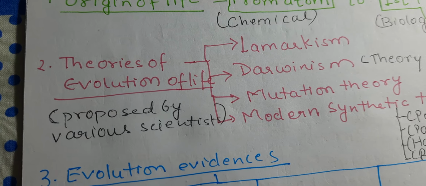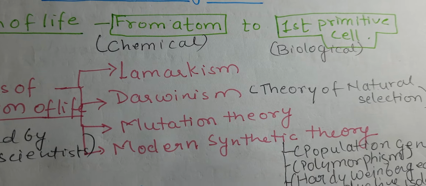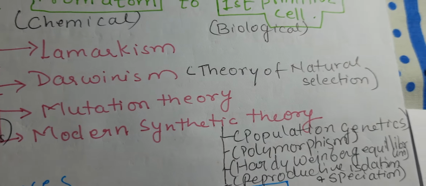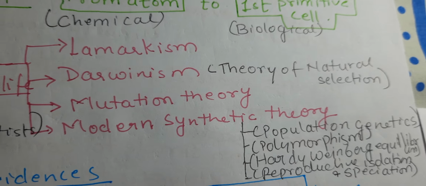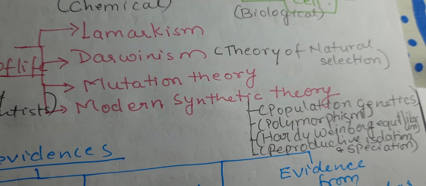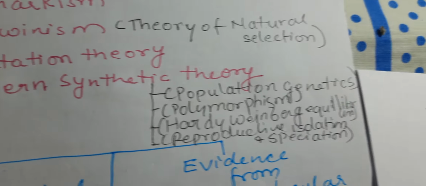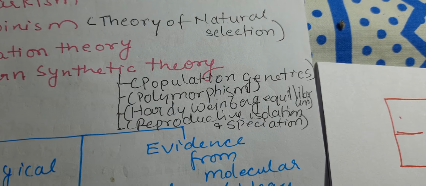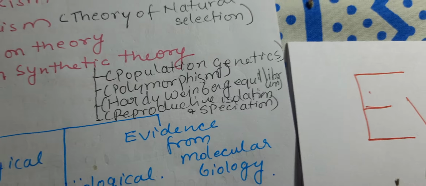Evolution theories were proposed by various scientists like Lamarck. He introduced the theory of evolution, which is famously called Lamarckism. Similarly, the theory of Darwin is known as Darwinism, which is also famously known as the theory of natural selection. Then mutation theory, which is given by Hugo de Vries, and modern synthetic theory, which is given by many different scientists, and it basically involves population genetics, polymorphism, Hardy-Weinberg equilibrium, reproductive isolation, and speciation.